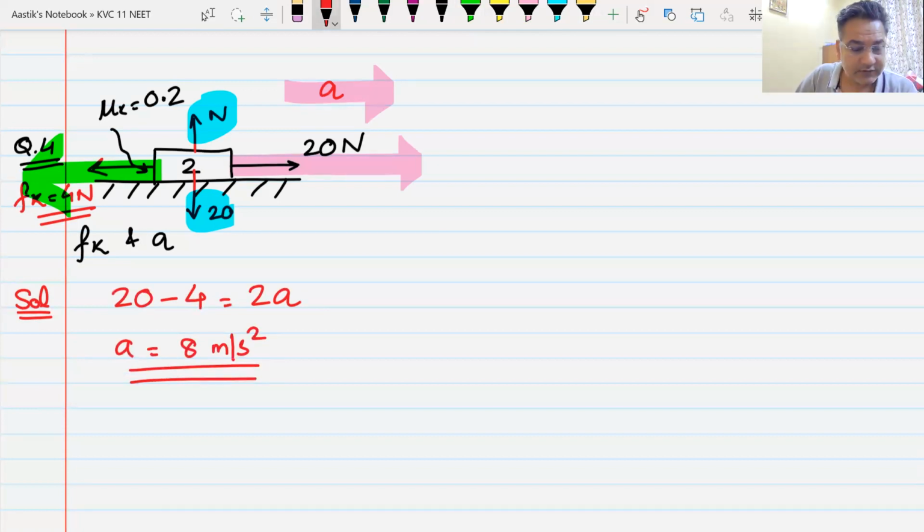Well done. If you have done this question, that means you have understood the concept. Once you know the value of acceleration, they can ask you how much distance it will travel. You can apply the equation v is equal to u plus at or v square is equal to u square plus 2as, and you can get the required answers. Let me now change the question.